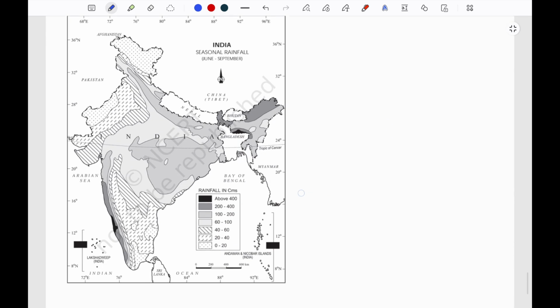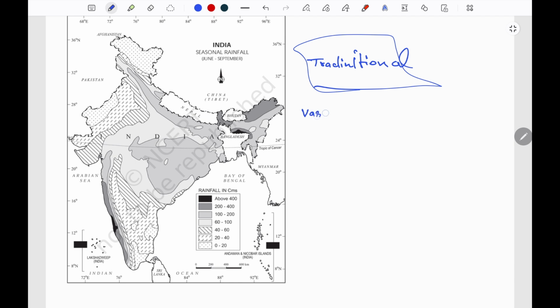Now let us have a look at the traditional seasons in India that are given in this NCERT. Traditional seasons. They are six. That is Vasant, Grishma, Varsha, Sharad, Hemant, and Shishir.